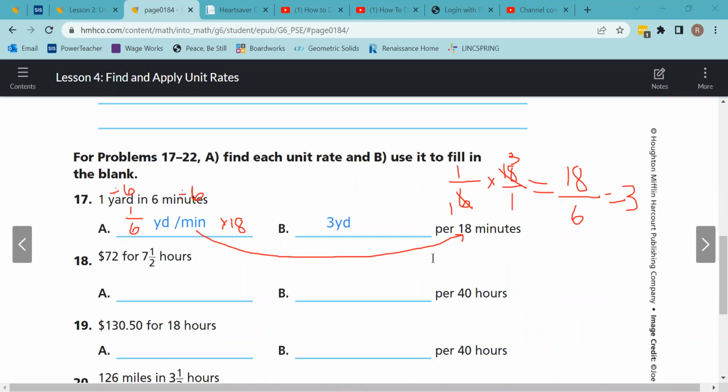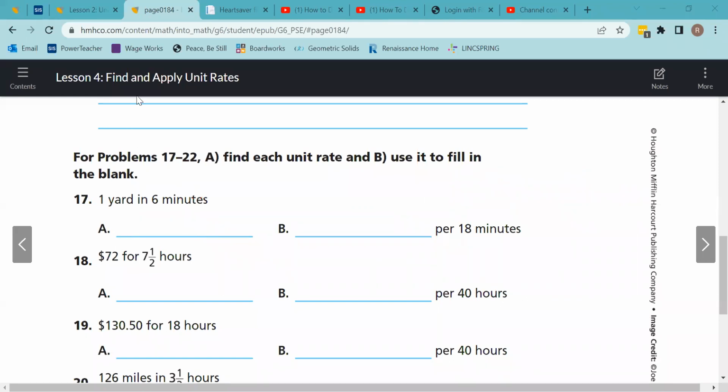Okay, number 18. If we have $72 for 7.5 hours, what is your unit rate? This one calls for a calculator or just some really good math brain stuff. So take your $72 and divide that by the time, which is 7.5 hours, and we get 9.6, which is $9.60 per hour.